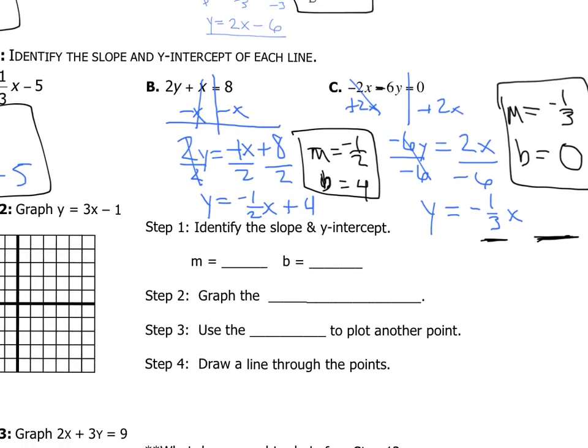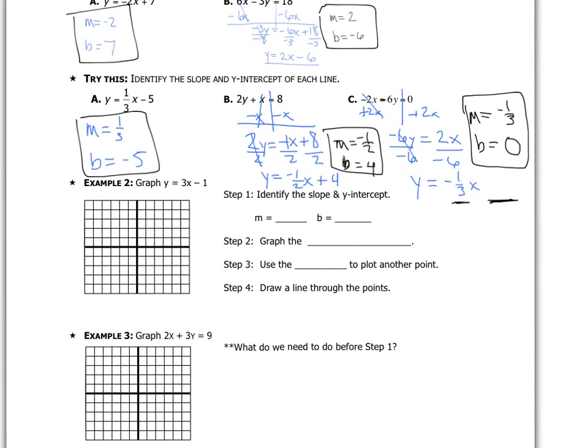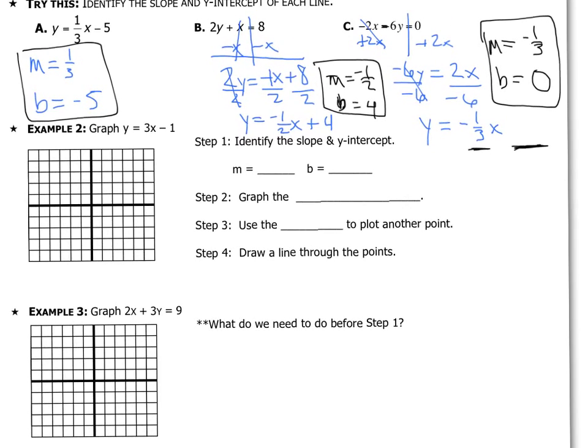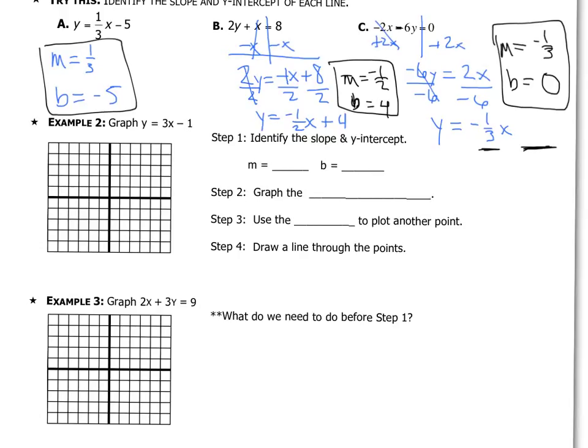Okay. Now, the second part of this is going to be graphing the lines. All you need is a slope and a y-intercept. So, here we are left with this example. Okay, y equals 3x minus 1, and we're going to identify the slope is 3, and the y-intercept is negative 1. So, we graph. The first thing you're going to graph is your y-intercept.